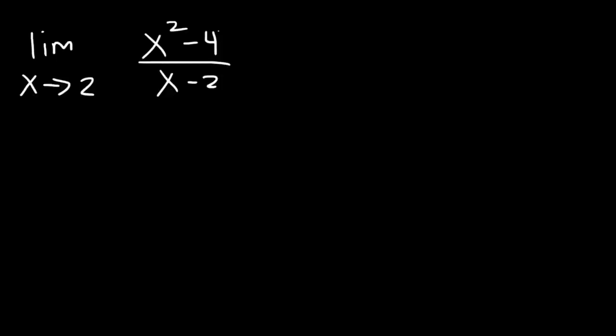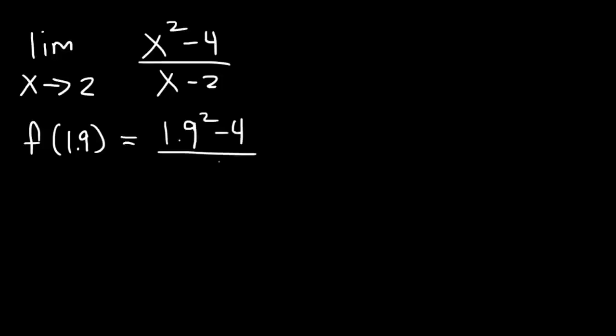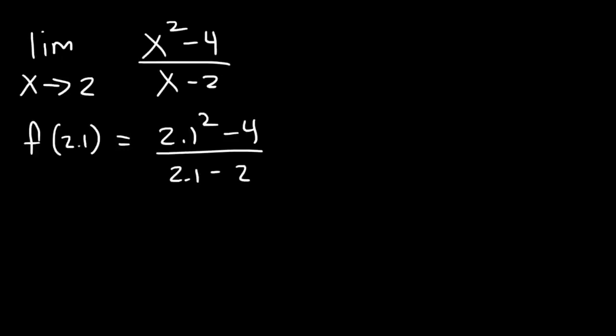So for example, let's call this f of x. So let's calculate f of 1.9. Actually, let's make it 2.1, so let's get a positive answer instead of a negative one. 2.1 squared minus 4 is about 0.41, and 2.1 minus 2 is 0.1, so this is going to be 4.1.